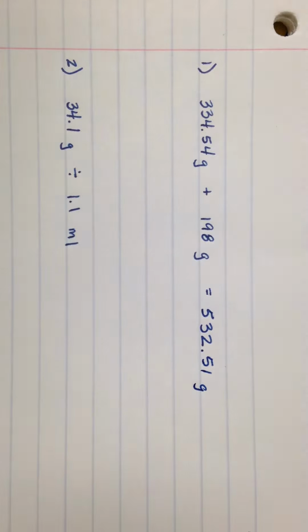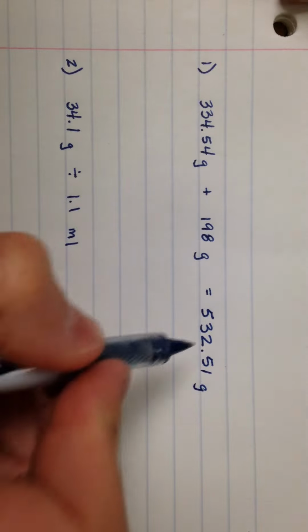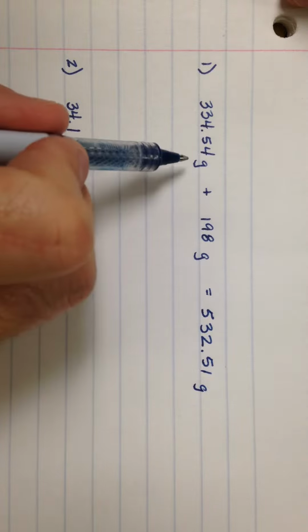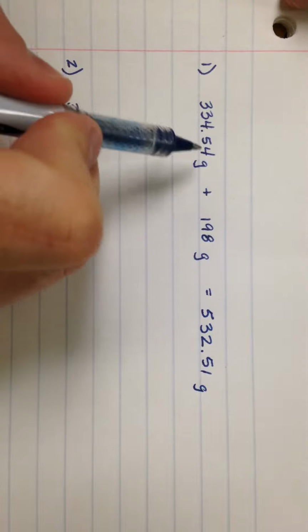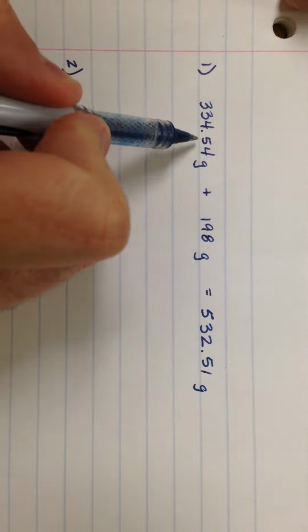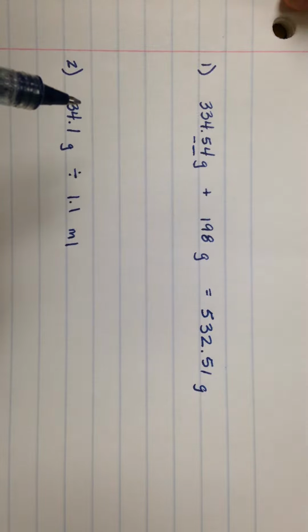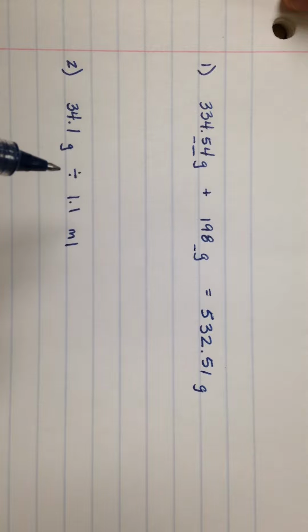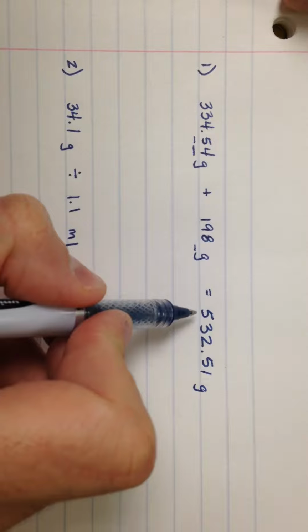532.51 grams. However, remember that whenever we're adding or subtracting, we are going to round our answer to the same number of decimal places as the measured value with the least number of decimal places. So I'm going to look at my problem, and I see that my first measured value has 2 decimal places. The second value, on the other hand, has none. There are no digits after the decimal. So I'm going to round my answer to 0 decimal places.